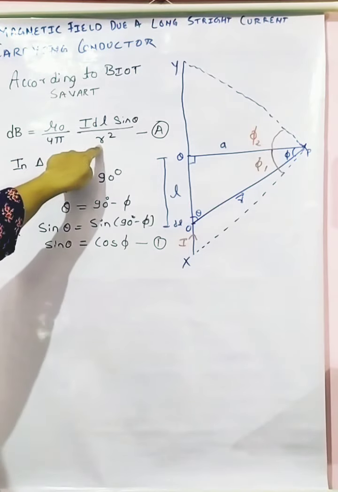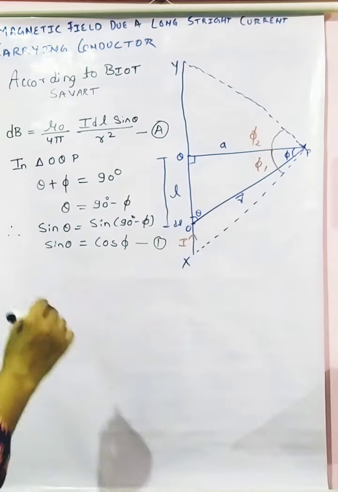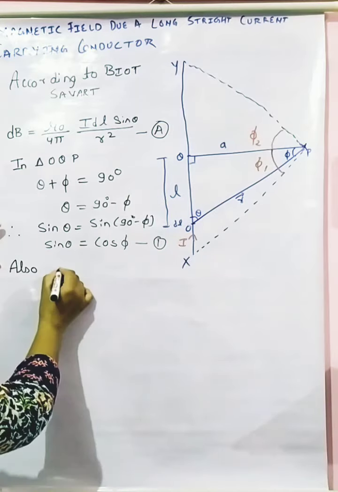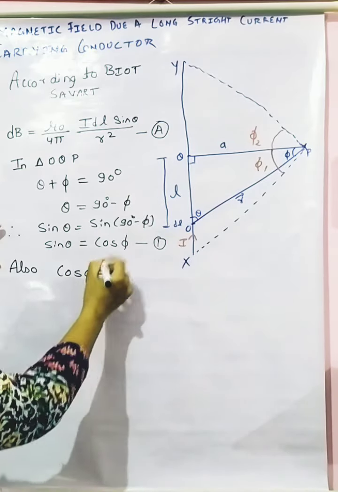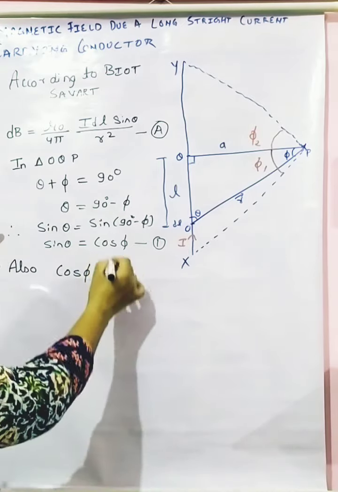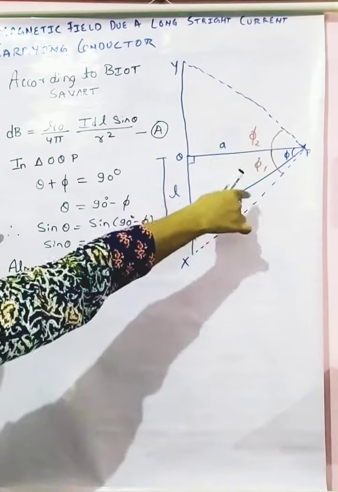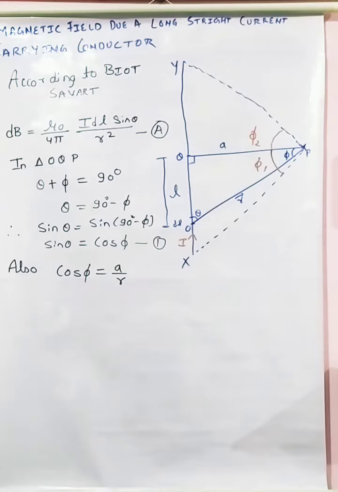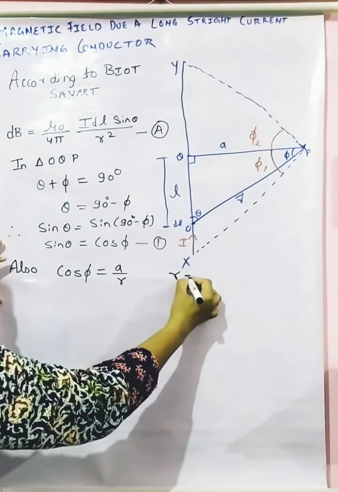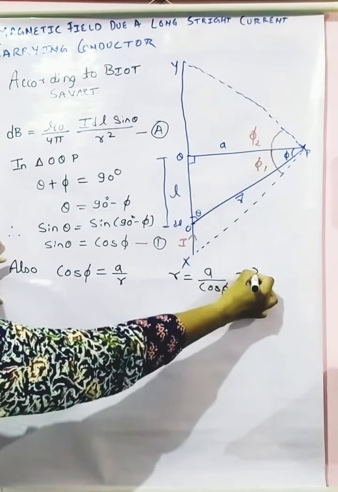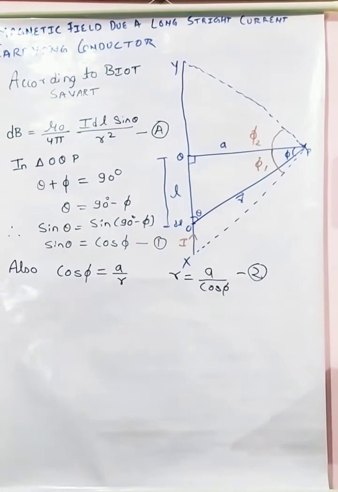I also need to know the value of r from this given triangle. So again I will go to this triangle. Also we can see from here cos phi. If you remember in the trigonometric ratios, cos is base upon hypotenuse. So what is your base? Base is A and hypotenuse is r. I can write cos phi is equal to A upon r. So from here I can write r is equal to A upon cos phi. Let this be my equation 2.